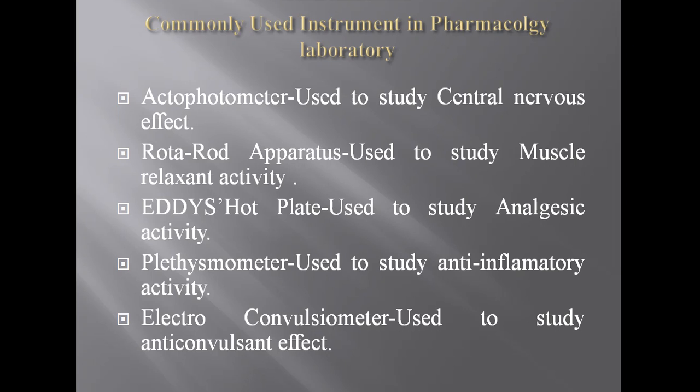Then the rotor rod apparatus. It is used to study muscle relaxation activity. It is widely used to evaluate drug effects on motor coordination, balance and motor learning in rodents. The principle of this test is that rats or mice are first trained to walk on a rod rotating at a certain speed. Once the animals have learned this, the effect of a test compound on their motor performance is evaluated. Animals experiencing impaired motor coordination are unable to cope with the rotating rod and will drop off when the rotation speed exceeds their motor coordination capacity.